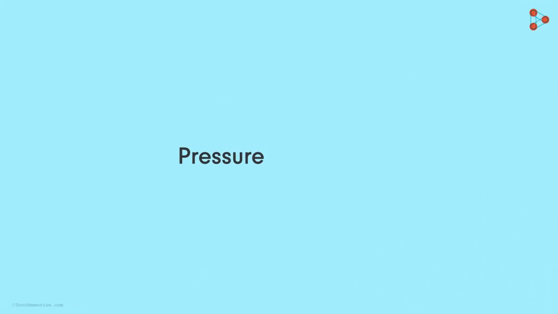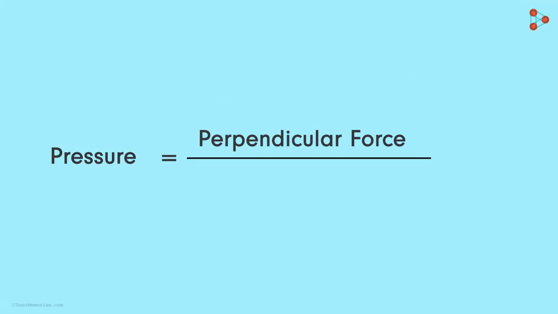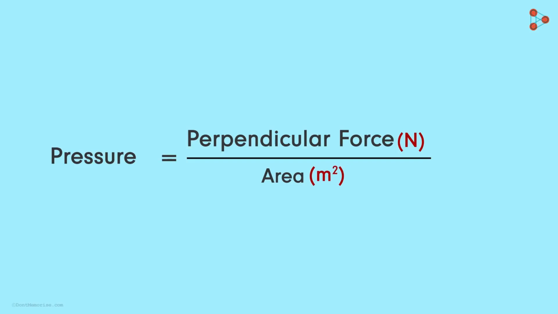We define pressure as the perpendicular force acting on the surface of an object per unit area on which it's acting. It's easy. Force acting per unit area. We already know that the SI unit of force is Newton, denoted by N, and that of the area is meter squared. So the SI unit of pressure is Newton per meter squared.